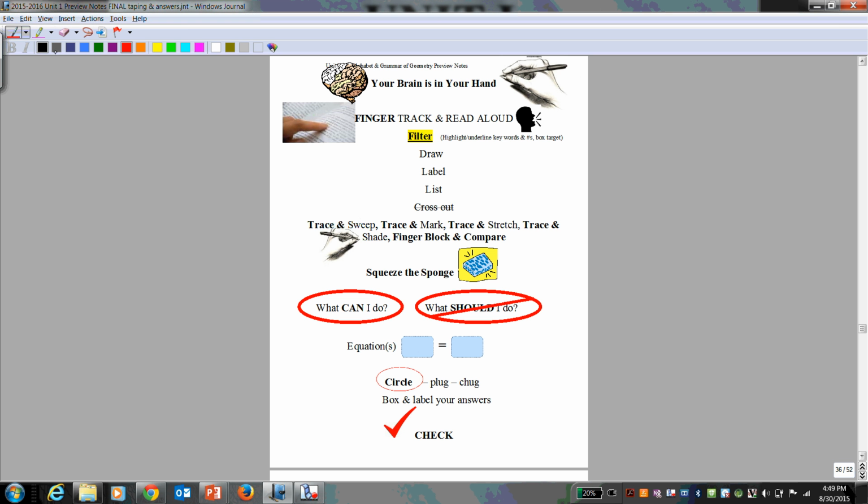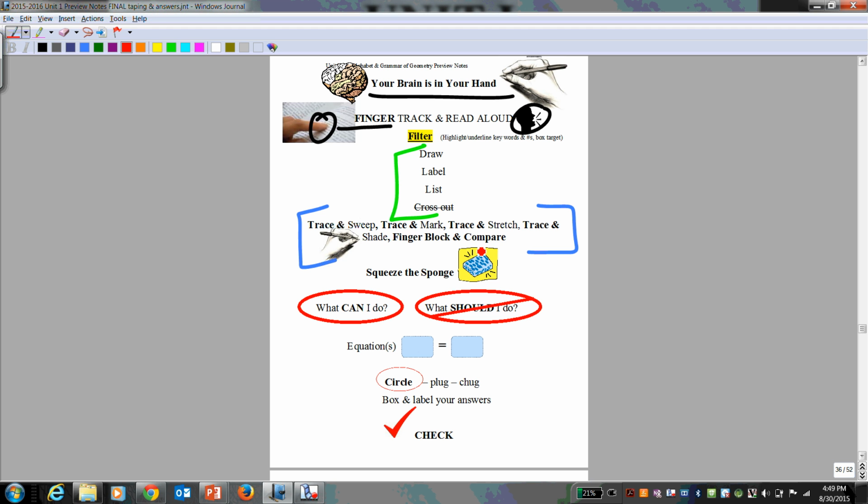You're going to learn how to process information through brain and hand techniques, which includes finger tracking with your finger on paper or screen, and making sure you're reading out loud. You're going to learn to draw, label, list, and cross out things. You're going to hear me in class constantly say, trace and sweep an angle, trace and mark the diagram, trace and stretch lines, trace and shade diagrams, finger block lengths.